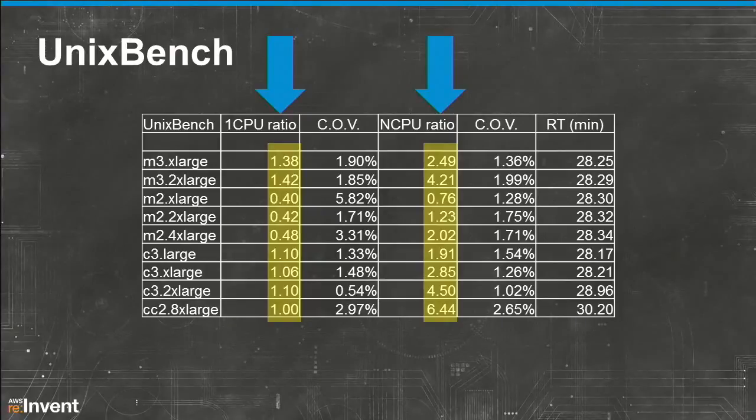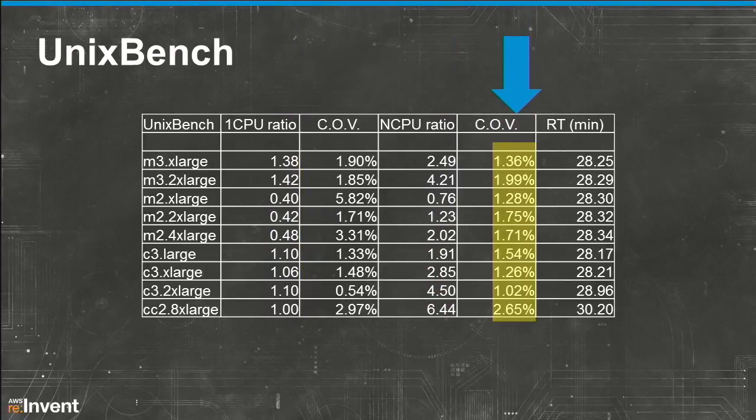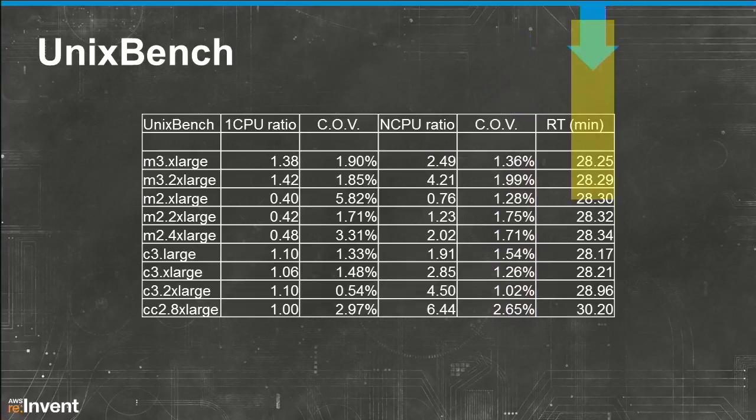You'll notice in this particular case that the multi-CPU ratio, it looks pretty screwy. It goes from basically 3/4 up to maybe 6 times, whereas in the previous test, I believe it was about 16 times. The coefficient of variance has some wild results here, even in the single CPU test, but the runtime is always consistently around 30 minutes.